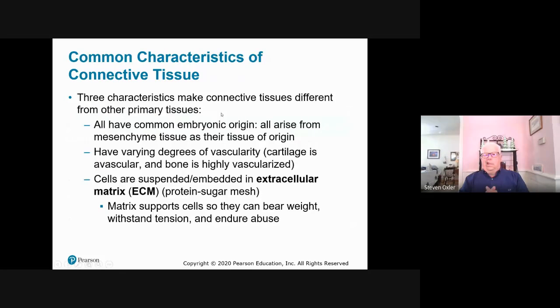There are characteristics that make connective tissues different from other primary tissues. The main thing is right here: the cells are suspended in what we call the ECM, the extracellular matrix. It is a protein-sugar combination. It supports the cells. This ECM supports the cells so you can bear weight, withstand tension, and endure abuse. Only in connective tissues.